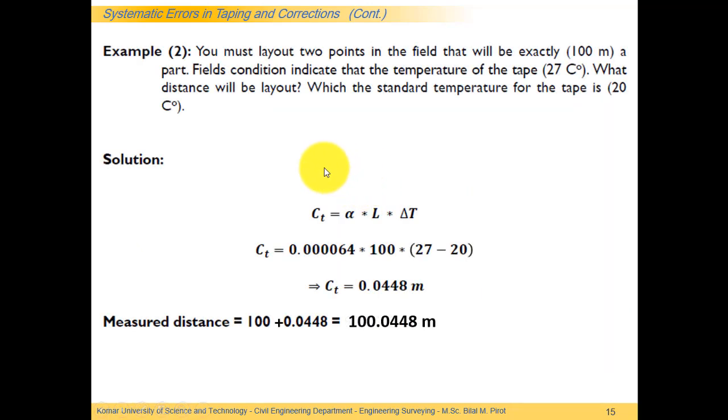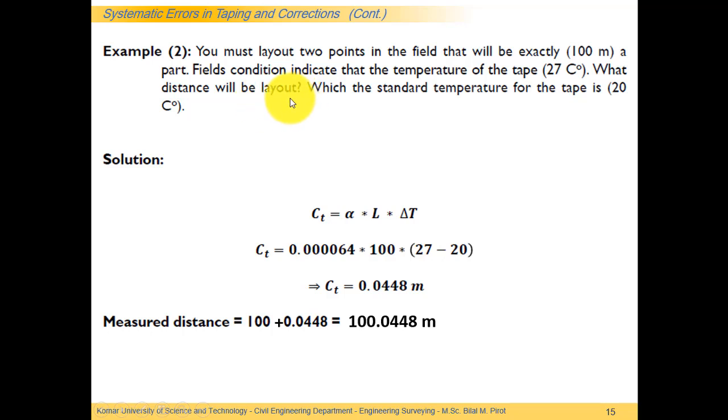Now we have this example that has been conducted under hot temperature, more than the temperature of the standard tape. You must lay out 2 pointers in the field. It means we have a line that will be exactly 100 meters. This is the length of the line. The field's conditions indicate that the temperature of the tape is 27. It means this is the temperature of the field. What distance will be laid out?